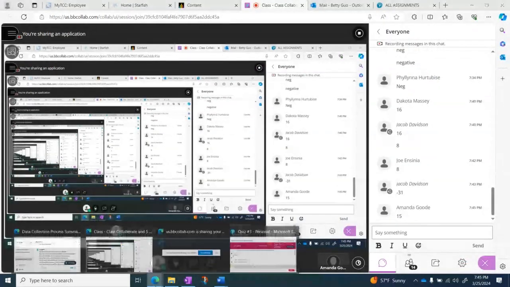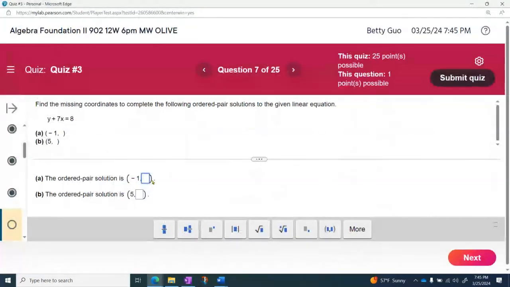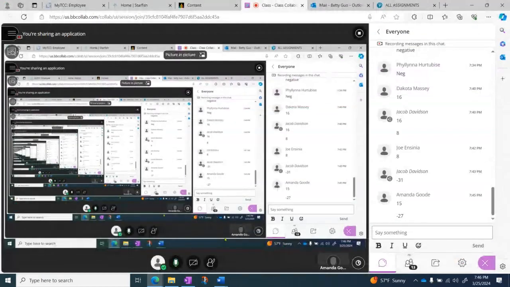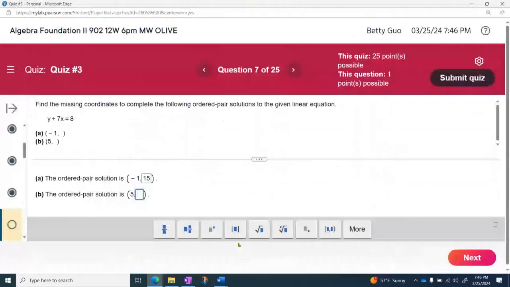15? Yeah, correct. 15. Awesome. And the second pair is also missing the y value. The given x value is negative 5, so we're going to plug in x equals negative 5 here. 7 times negative 5 is negative 35. Please tell me what's the corresponding y value. It's going to be negative, right? Exactly. Thank you, Amanda. Negative 27. Very good. Perfect.